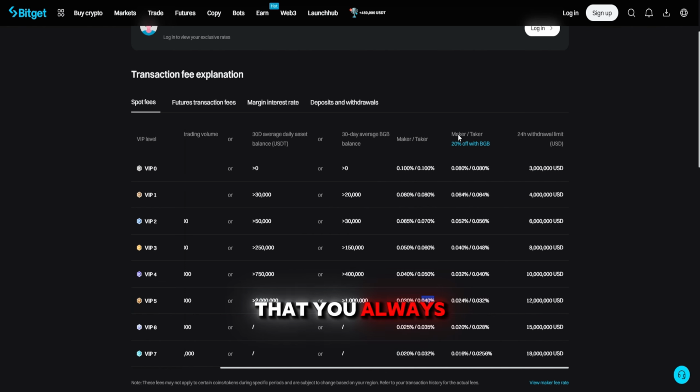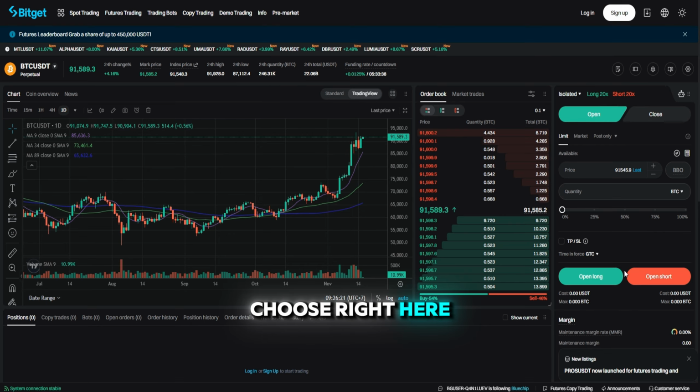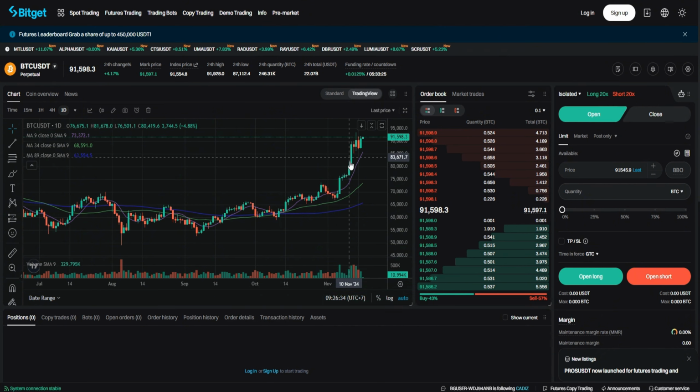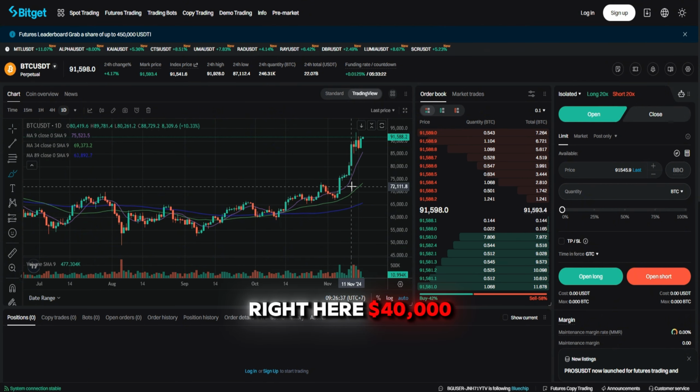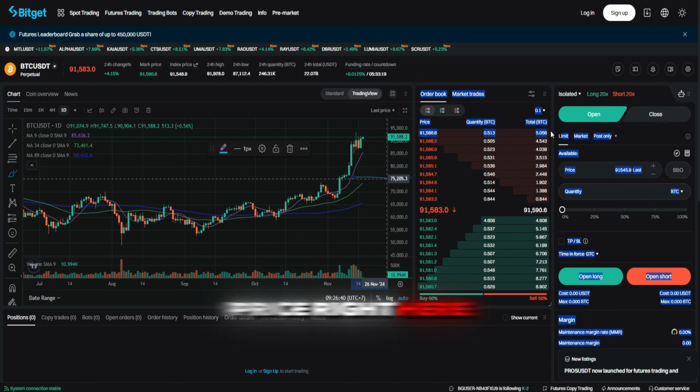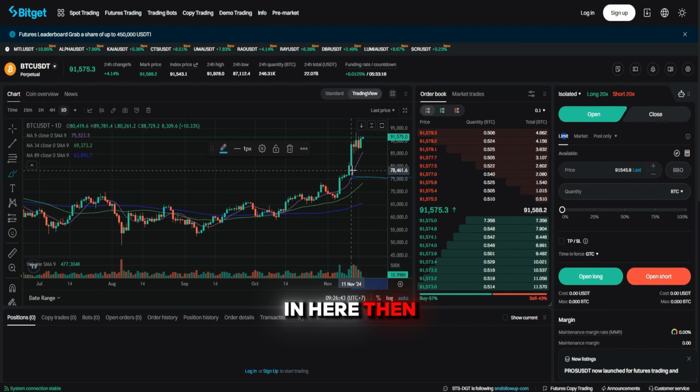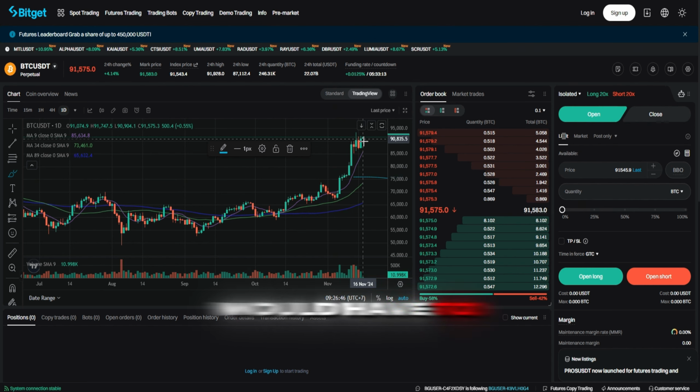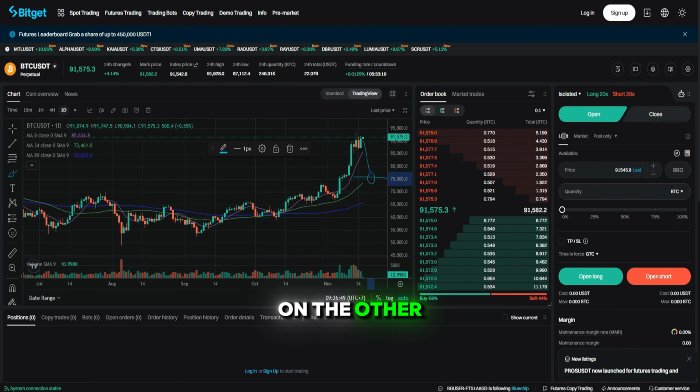Maker fee means that you always have to pay it when using a limit order. So when you're trading and you choose right here limit order, then of course you can set a certain price at which you want the order to be executed. For example, if we say right here $40,000 and the price goes down, only if that price that we typed in here is reached, then the order will be executed and then we would have to pay the maker fee.